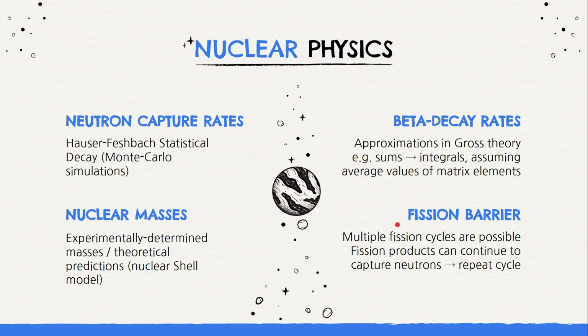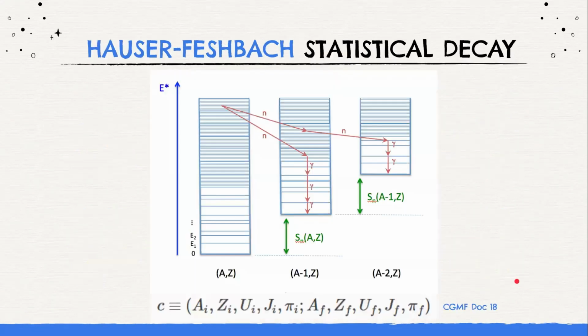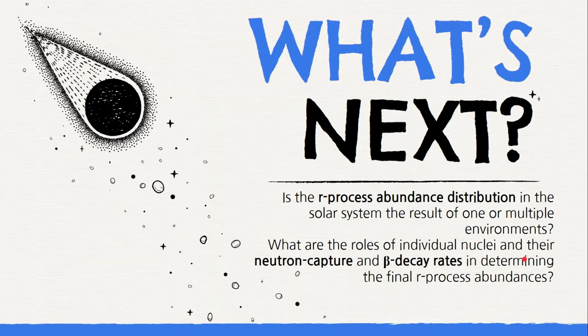And finally, the fission barrier, because multiple fission cycles are possible. After the nuclear fission, the products can continue to capture neutrons, which repeats the cycle. So it really depends on which kind of fission cycle you're using for the calculation, and it really affects the theoretical result. So what's next?